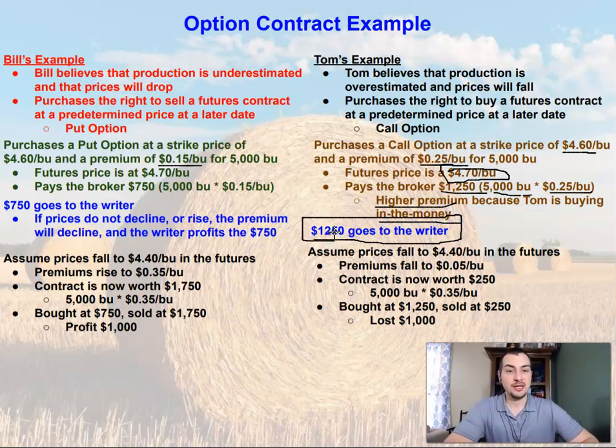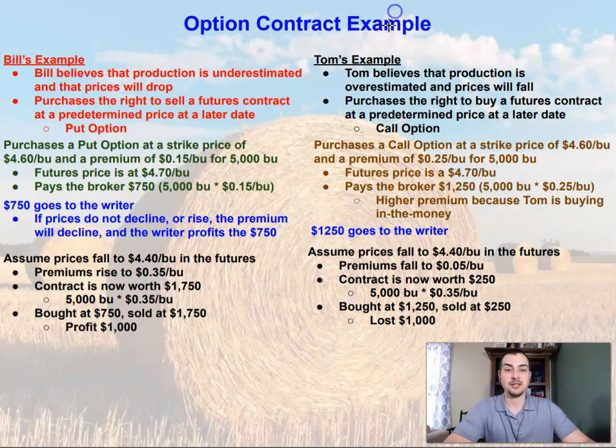Now, we're going to assume the same scenario happens as with Bill, in the sense that prices fall. Prices on this commodity fall to $4.40 per bushel in the futures. So the premiums on Tom's contract now fall to 5 cents. Why did they fall? He was in the money up here, and that's why he paid 25 cents. The strike price was below the futures price, and he was engaging in a call option. Now the futures price falls to $4.40, which means he could buy at $4.60 and sell at $4.40. He is out of the money, ladies and gentlemen. Because he is out of the money, his premiums fall to 5 cents.